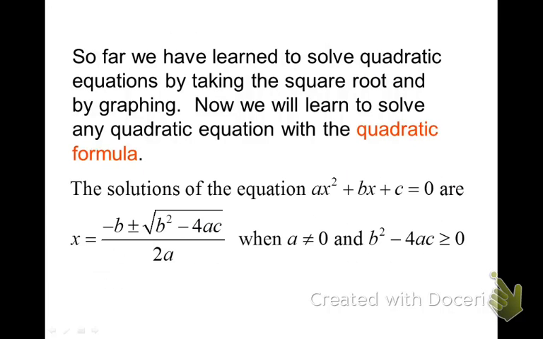Our quadratic formula is x equals negative b plus or minus the square root of b squared minus 4ac, all over 2a. We say when a does not equal 0, of course, because you can't divide by 0, at least we can't yet. And when b squared minus 4ac is greater than or equal to 0, that's because we can't have a negative under the radical. So this is going to work if there are real solutions. If there aren't real solutions, you'll usually end up with a negative under that radical.